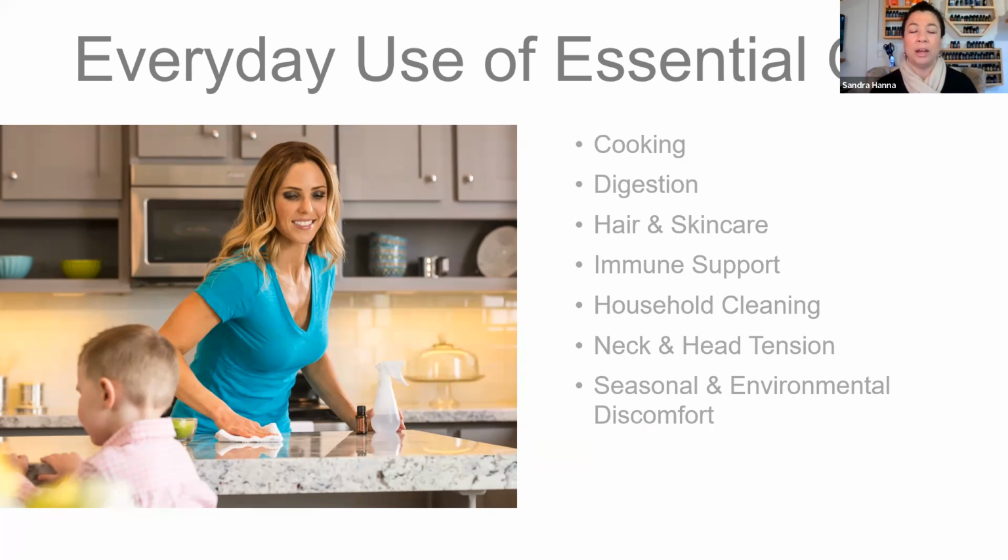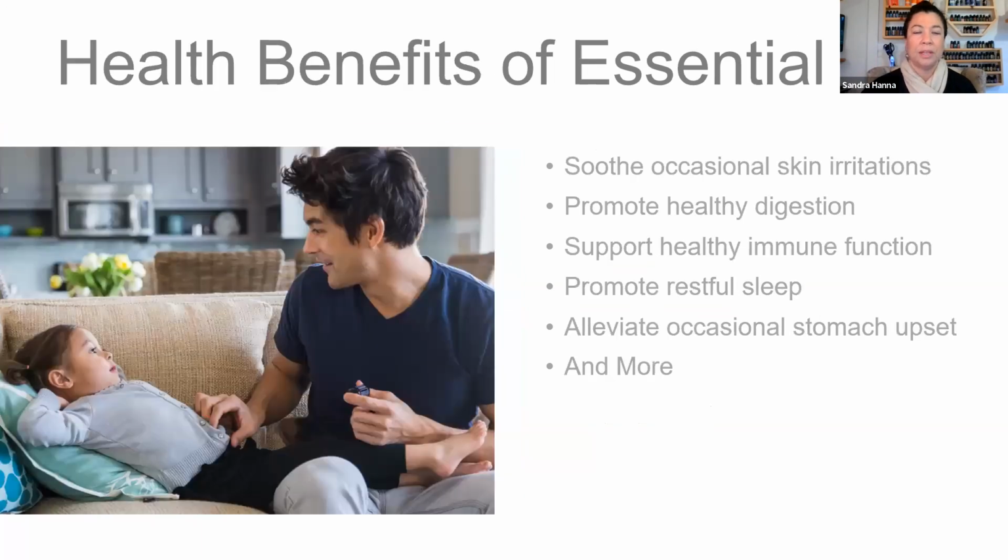It can help with hair and skincare, immune support, household cleaning. I have all the On Guard products, from cleaning my counters to my laundry detergent. Neck and health tension: if you have Past Tense, it's an oil blend that you can put on the back of your neck. And we also have things to help with seasonal and environmental discomfort.